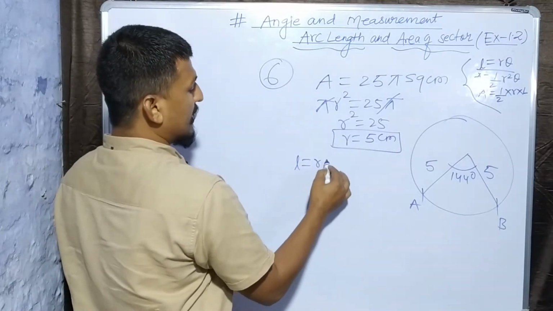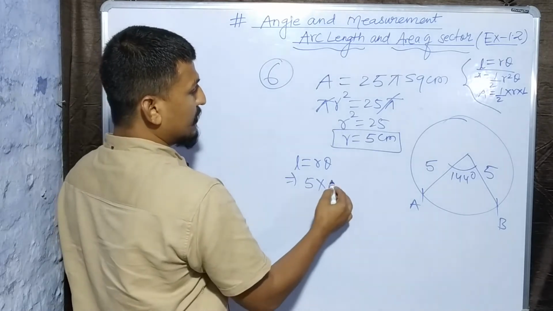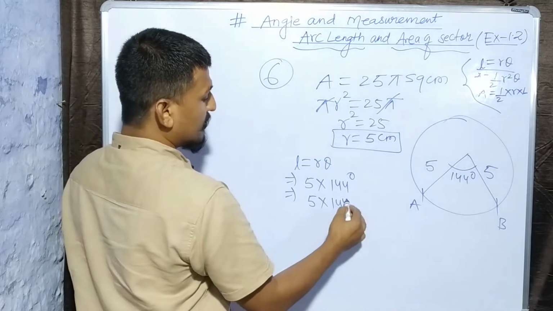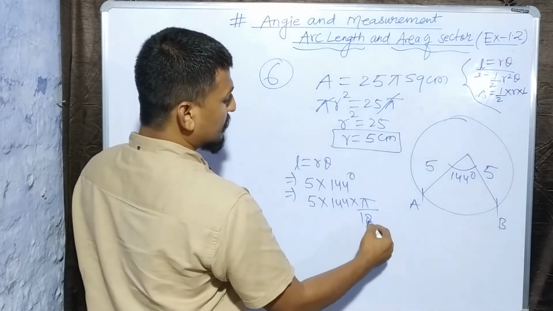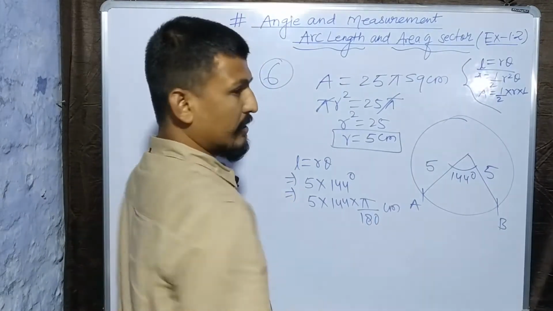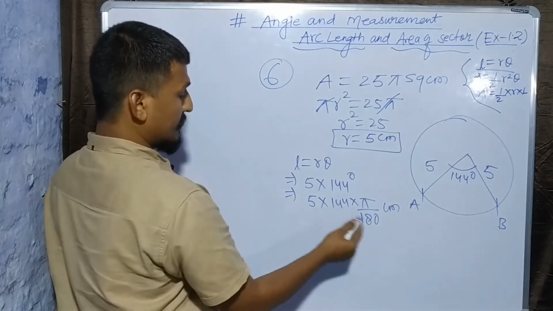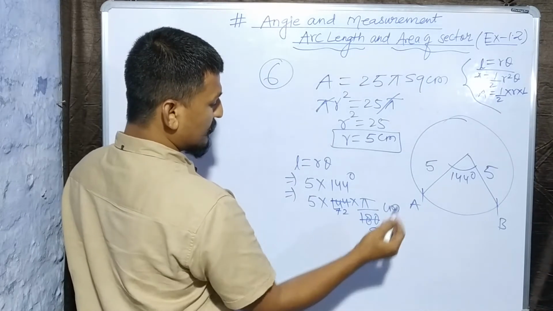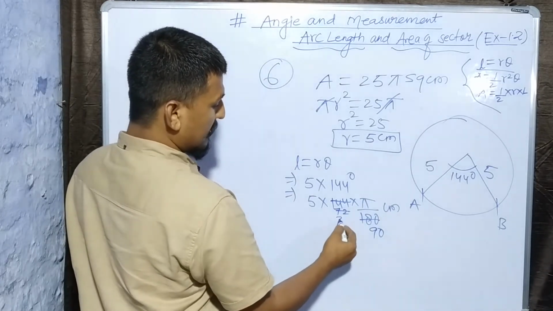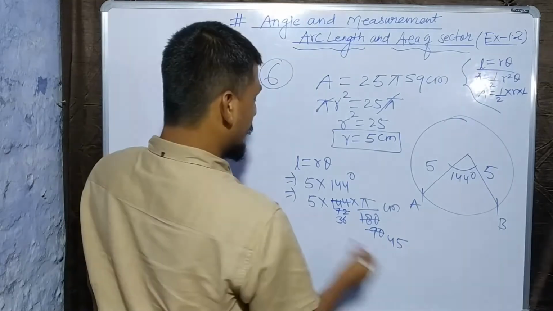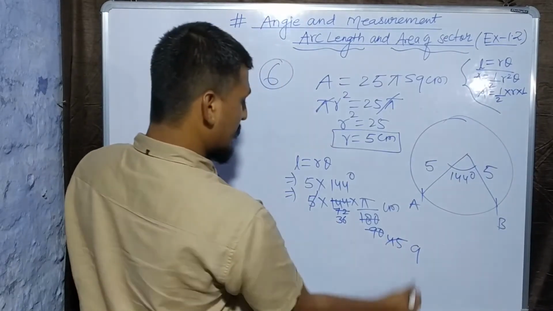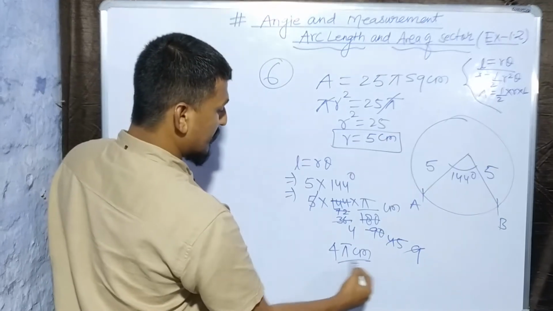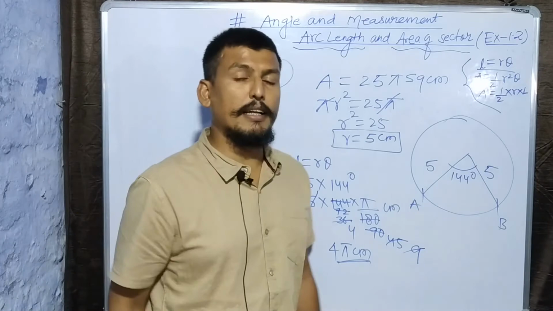So L is equal to r theta, 5 into 144 degree, that is 5 into 144 into pi by 180 centimeter. Right? Now this becomes 90, 72, this becomes 36, this becomes 45, this becomes 9, and this becomes 4. So it is 4 pi centimeter. 4 pi centimeter is the length of arc.